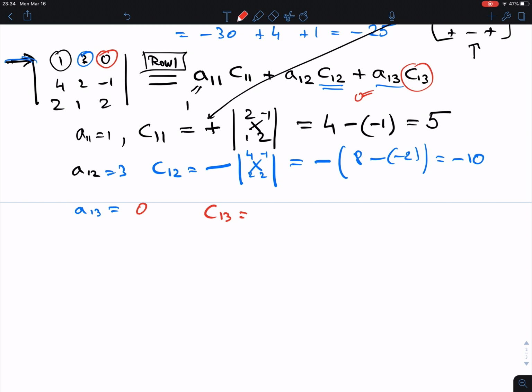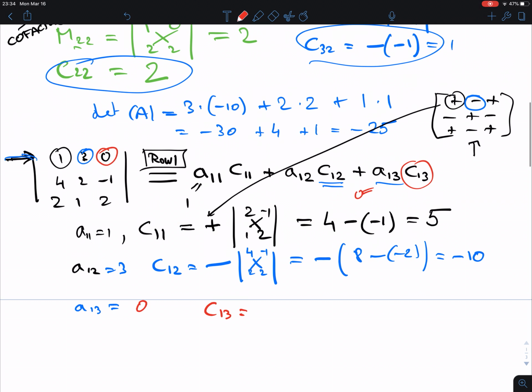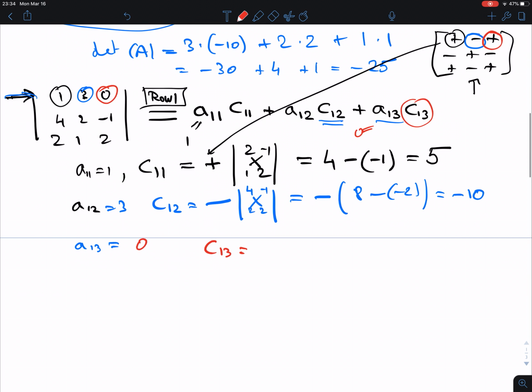C13 is, okay, first of all, what's the sign? Well, this is again a plus sign. So we have a plus sign, and then we delete the row and the column that it belongs to, and we have 4, 2, 2, 1 left. We calculate this very quickly. That is 4 minus 4. Oh, look, this is also 0, but that's just coincidence. Don't make anything out of that.